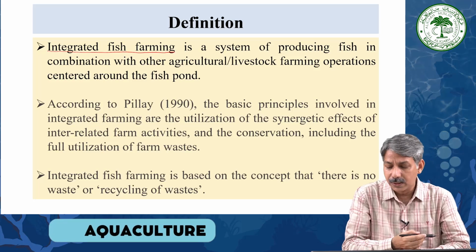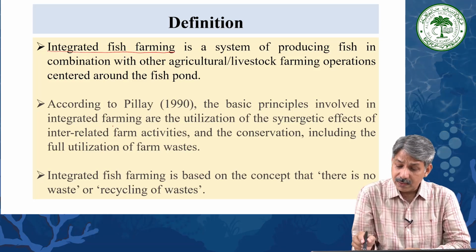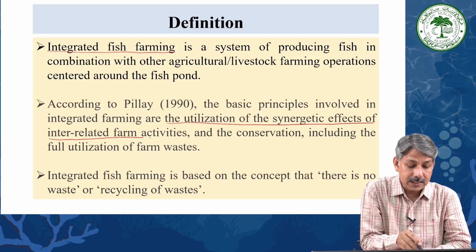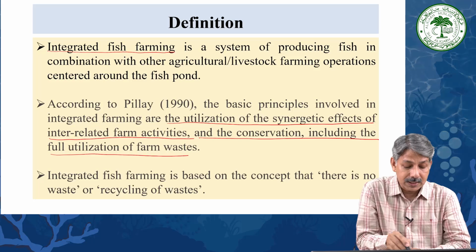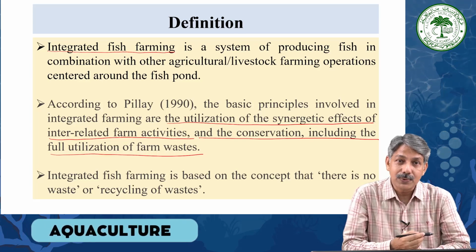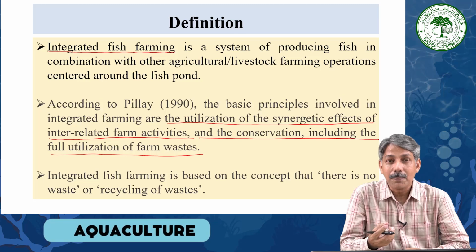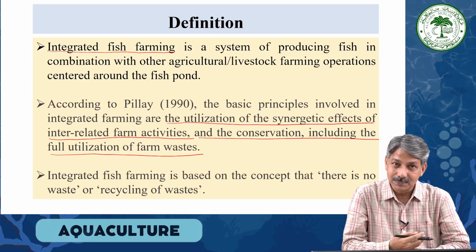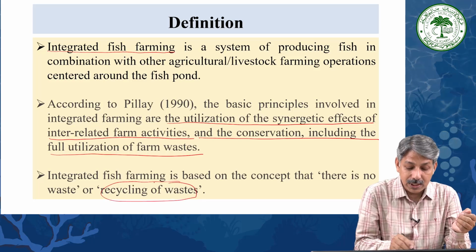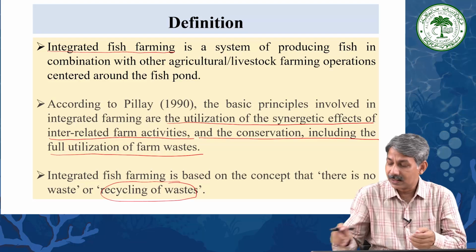You will find many definitions of this, emphasizing how it is done and what the benefit is. Here it is said that the basic principles involved in integrated farming are the utilization of the synergistic effects of interrelated farm activities and the conservation, including the full utilization of farm waste. One very important thing here is to understand that if you observe it carefully, you will find in many kinds of systems that the waste generated by one system may be considered as a resource for another system. So it is based on that concept. Why do we not recycle the waste for its utility in some other system, in fishes or in poultry or in cattle farming? Whatever waste you are getting, you can use that as a resource in supporting another system.